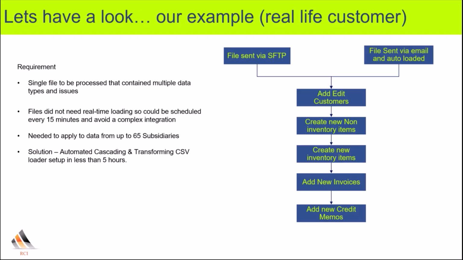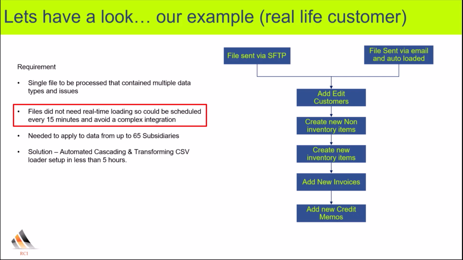So the example that we're going to use today is taken from a real life customer. This has been made anonymous, the file, obviously. It's the one that we were looking at before, a very messy file. Where we've got a single file that we want to have multiple data types created, and we needed to load it every 15 minutes. So they wanted the data throughout the day. They wanted everything to create throughout the day, but it didn't need to be real time.